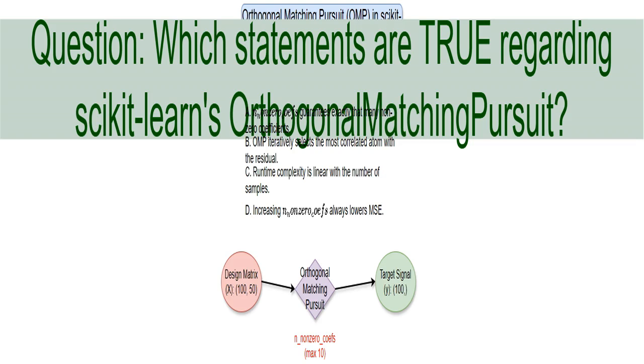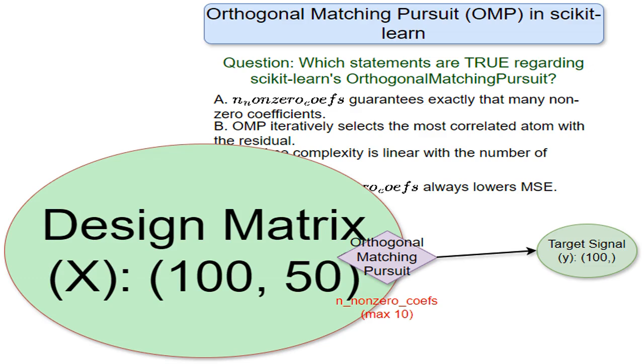This question tests your understanding of how OMP works and behaves in practice, within sklearn. I'll look at several statements about OMP and decide if they are true or false. We'll need to think carefully about what each claim means. The design matrix X is our data. It has 100 rows, samples or observations, and 50 columns, features or variables.